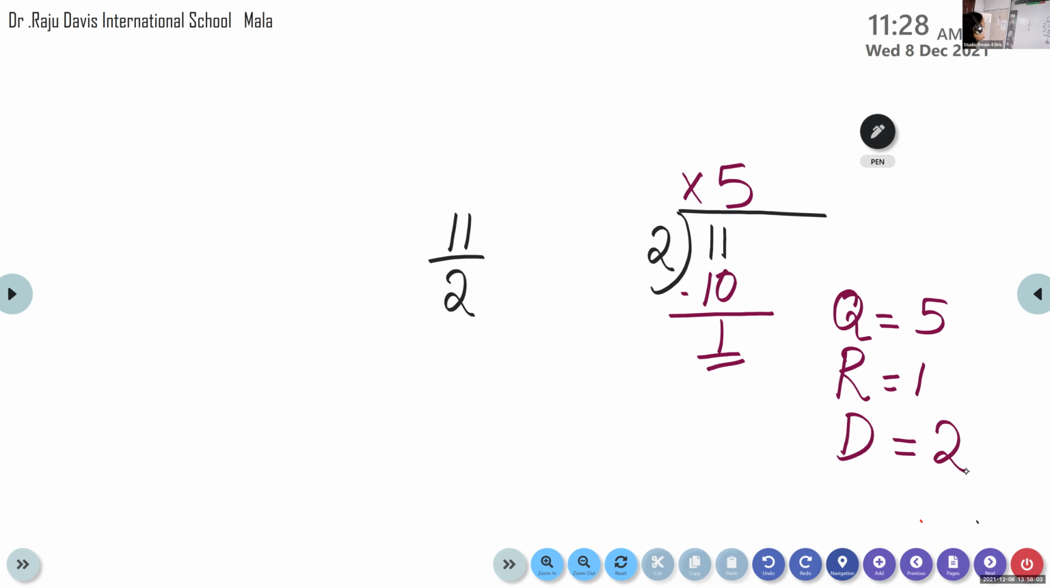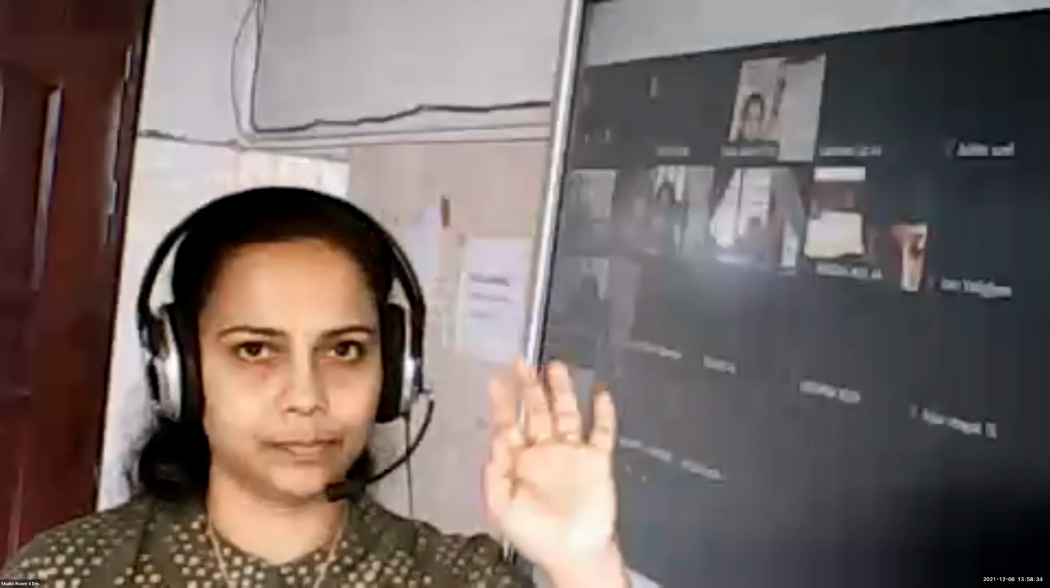That's okay. Now, children, how will we write the mixed fraction? The quotient is the whole number. The remainder R will be the numerator. The denominator will be the divisor. So how can we write 11 by 2? It is equal to 5 and 1 by 2.